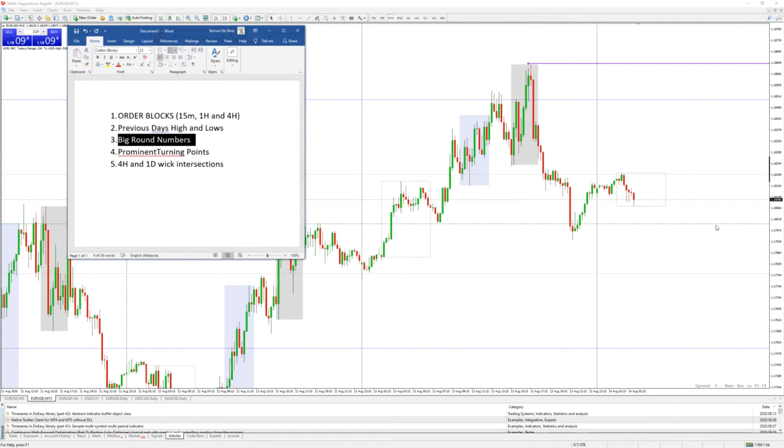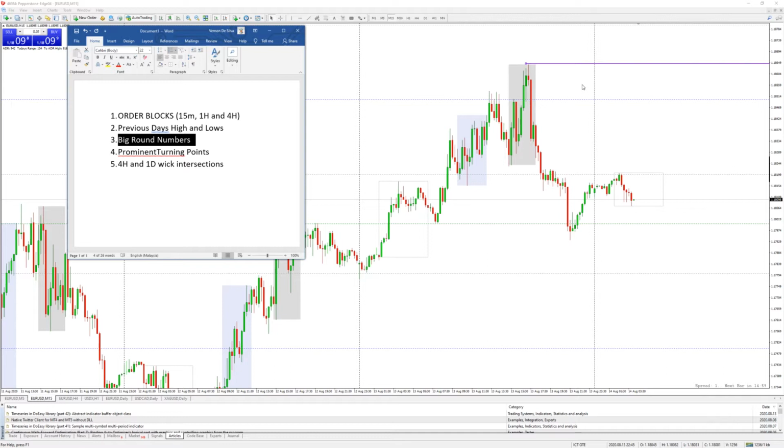You have an indicator here that shows the big round number, the zero number, and then the half round number, the 50. And then you also have the institutional levels, the 200 and the 800. Those are four levels on the chart that will automatically be drawn by the indicator, so you do not need to draw them again.